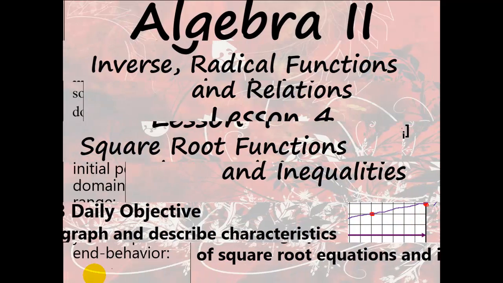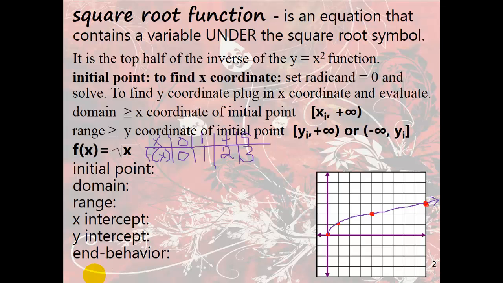So a square root function is an equation that has a variable under the square root symbol. Okay, you have to have a variable under the symbol. You can't just have a number. Okay. It's basically the top half of the inverse of y equals x squared.